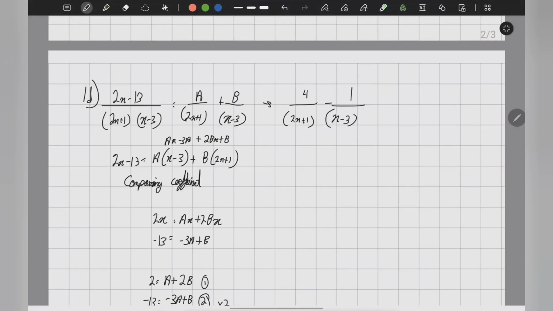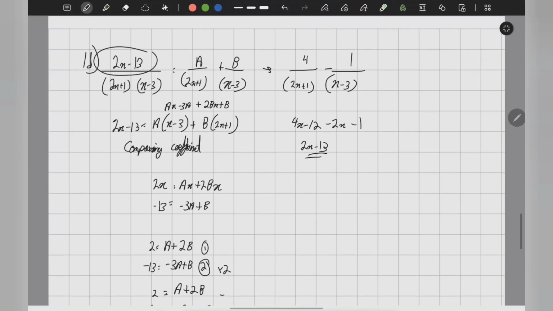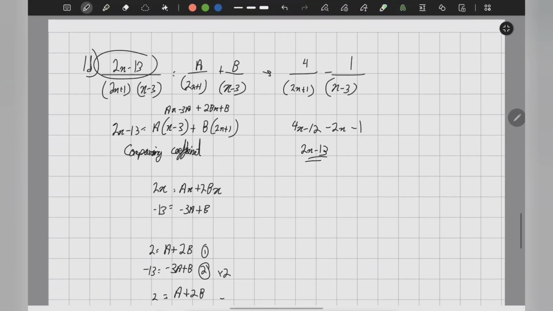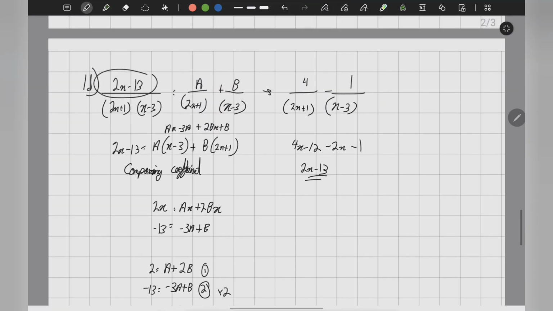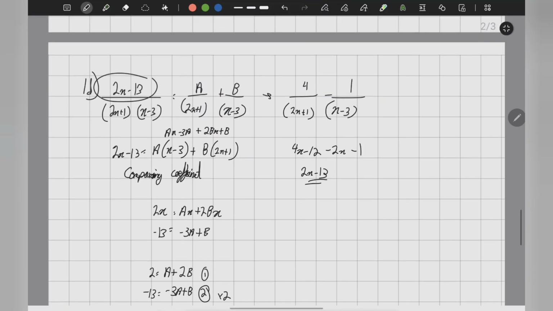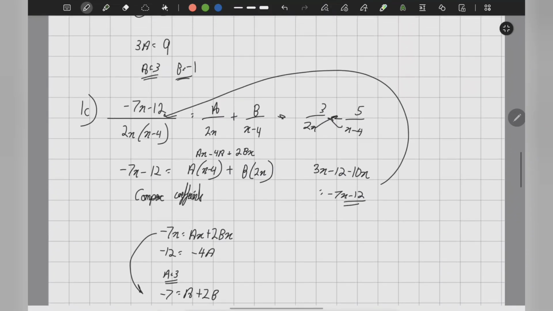Then if we cross multiply, see if our numerator is the same. 4x minus 12 minus 2x minus 1, we would get 2x minus 13, which is the same. So yeah, it's quite easy to check your answers because you can just sub back in your values for a and b and see if you get the same answer. So it's quite easy to see if you went wrong or not.